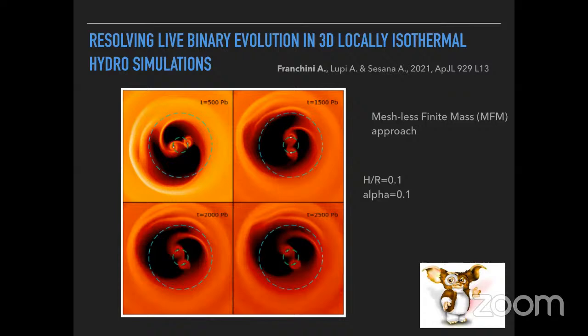In particular, we use the meshless finite mass approach, which is a Lagrangian approach, meaning that it conserves exactly all the quantities. And we use this with particle splitting to be able to resolve the mini disks around the binary components. So this is just a few snapshots of our binary embedded in the disk. The two circles are the binary orbit and the initial location of the cavity edge.